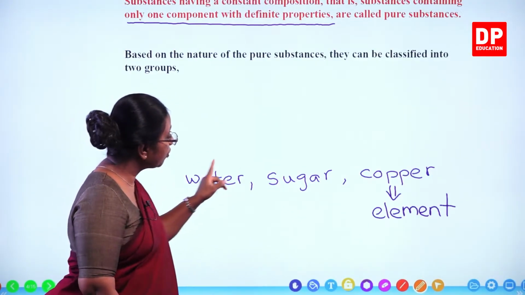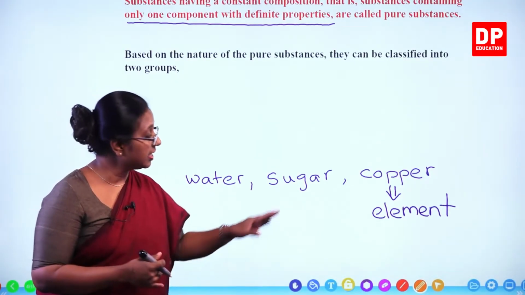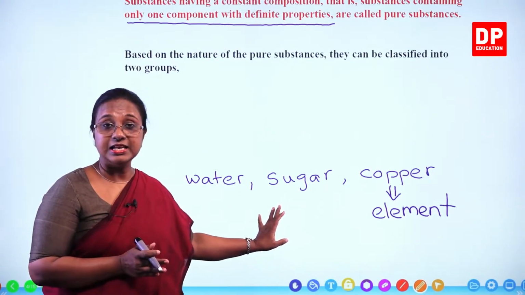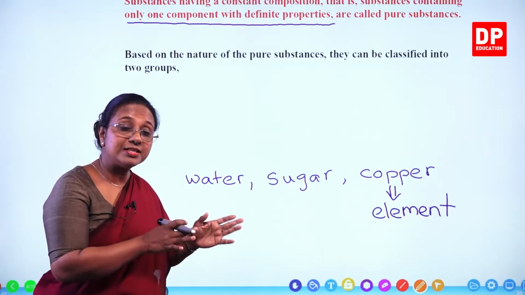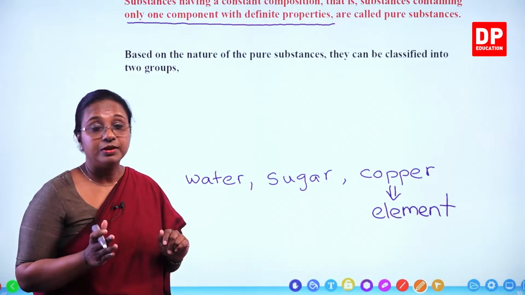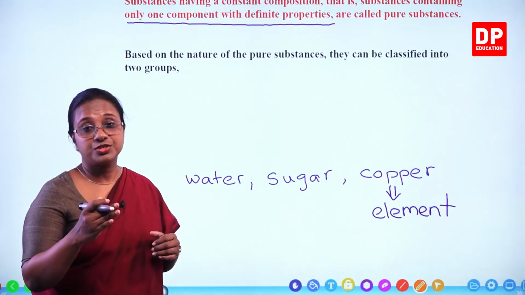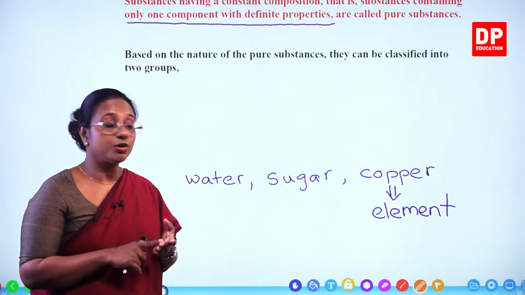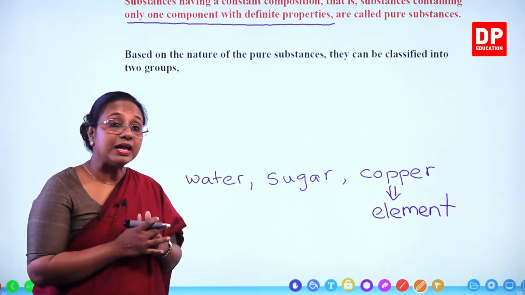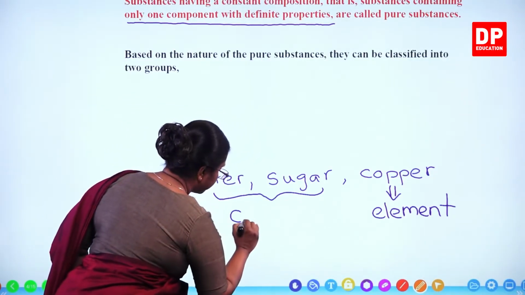But if you take this water and sugar, they are made by the combination of different elements. Now if we take the water, we will discuss this again. Water is made up of hydrogen and oxygen. So that is known as a compound. Whereas sugar is made up of carbon, hydrogen and oxygen. So this carbon, hydrogen, oxygen, they are all elements. These elements can combine and form compounds. So these two are compounds.